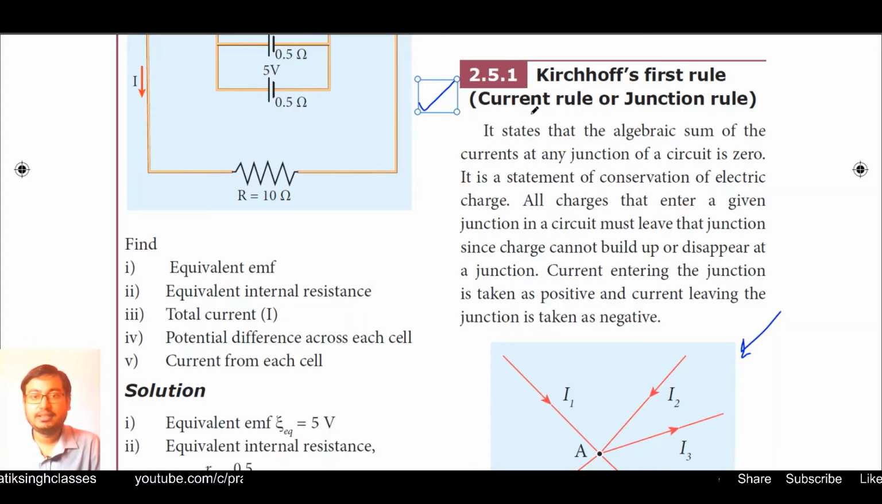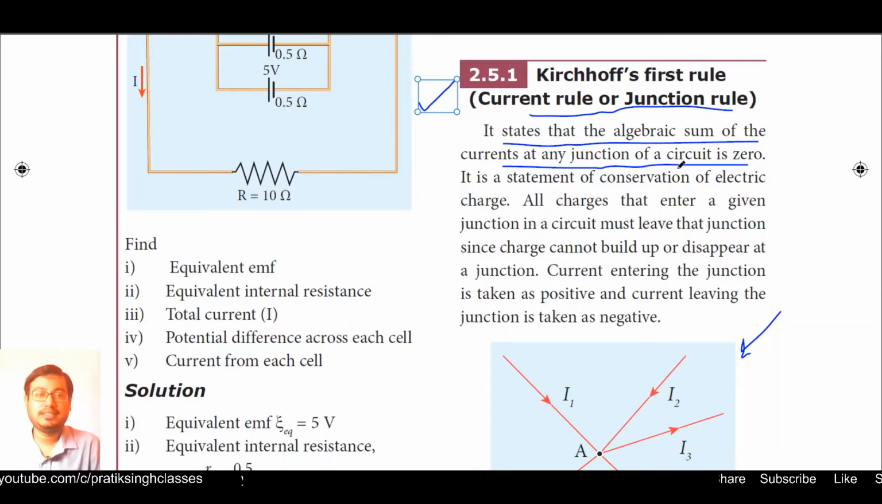This is the current rule or junction rule, also called Kirchhoff's first rule. It states that the algebraic sum of the currents at any junction in a circuit is 0. That means if you add all the currents coming from all the sides, all the resistors at one point, it is equal to 0. Junction means a lot of resistors or parts of a circuit are combined together at one place, as you can see in this figure, which we will see later.